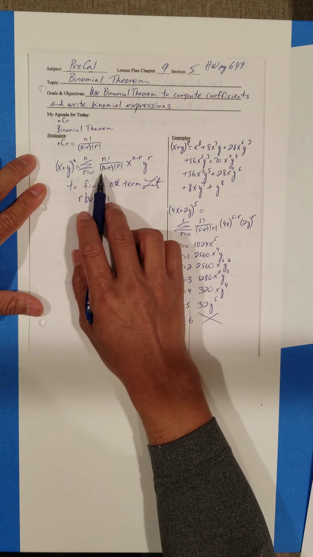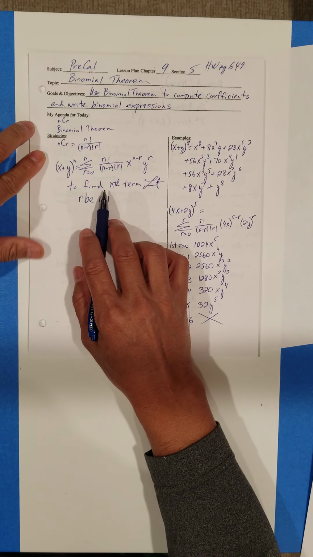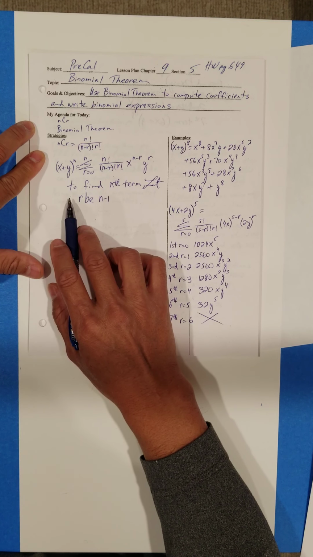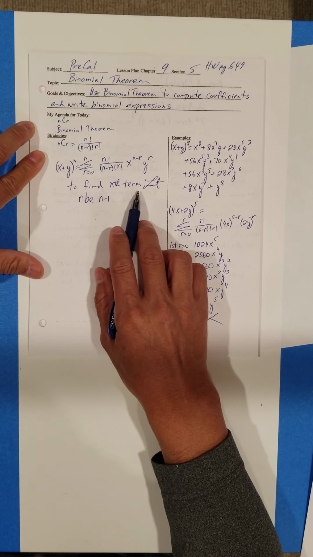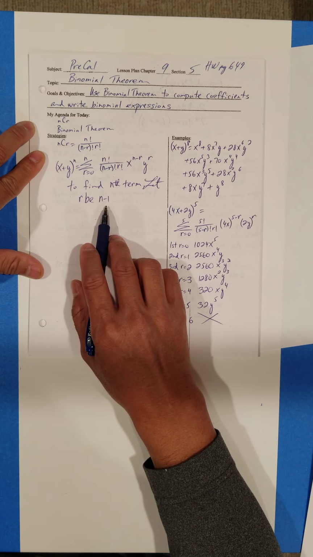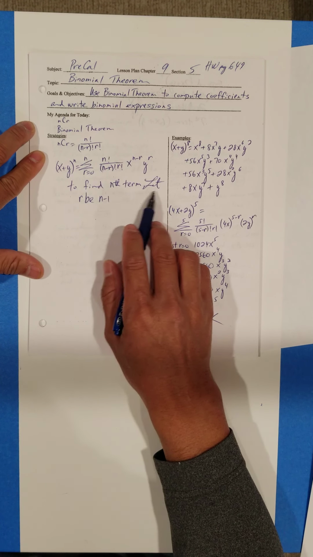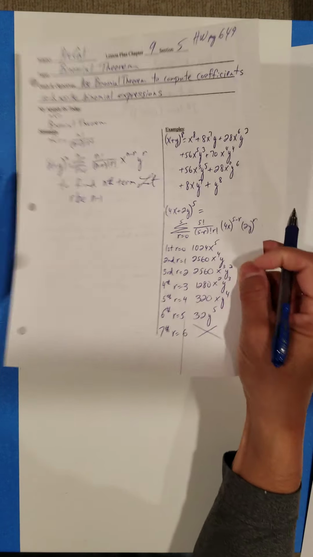But right here, this fraction is the nCr, the combinations that you've seen before. Hopefully you remember it. We'll discuss it a little more. Basically, to find the nth term, any term you want, let r be n minus 1. So this is an important statement here. You want to find the nth term, you're going to let r be n minus 1. We'll do some examples on that.